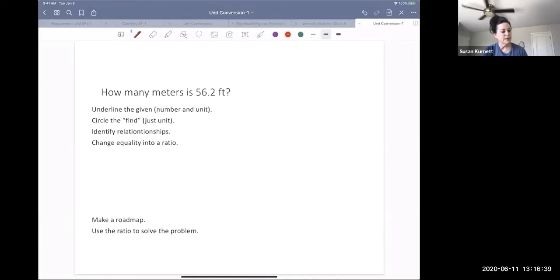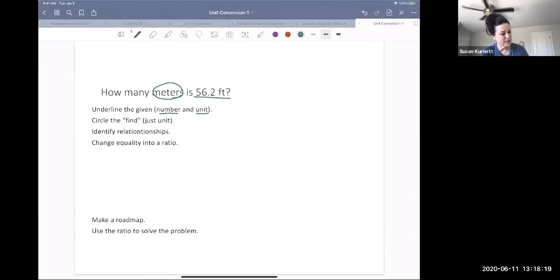Okay. So here it says how many meters is 56.2 feet. I'm going to underline the given, the thing that has both a number and a unit. I'm going to circle the find. I'm going to identify relationships. Do I know how many meters in a foot or how many feet in a meter? Maybe not. So there are some relationships you'll know. Do you know how many feet are in a mile?